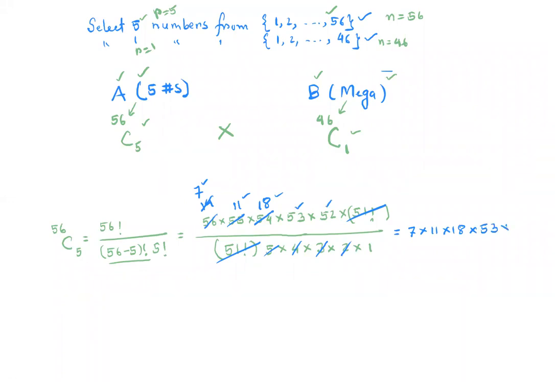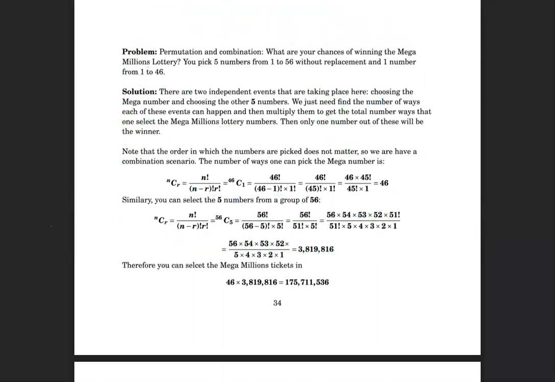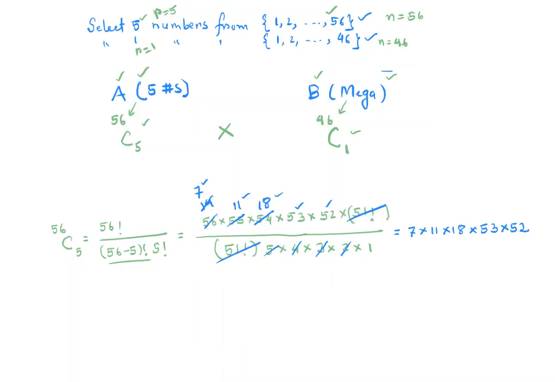If you do this calculation, what number will you get? You'll get this number, 3,819,816. So this event can happen in this many ways.